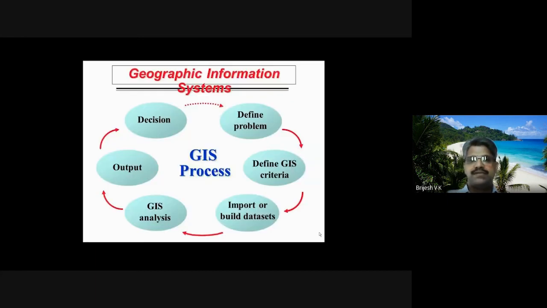And this is a workflow, or the GIS workflow, or the GIS process. Normally, what happens? First, we may be defining a problem, then the GIS data criteria. So, what type of data do we need? What is the scale of the maps? What type of attribute data do we need? How do we want the latitude, longitude data sets, like that? Then they will be bringing that into build data sets. Then in the next step, GIS analysis will be carried out. Then an output will be there. Based on the output, a decision will be made.